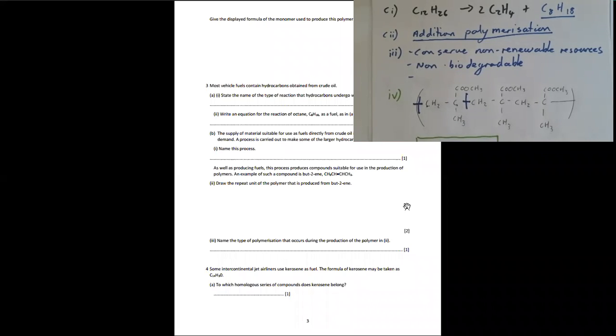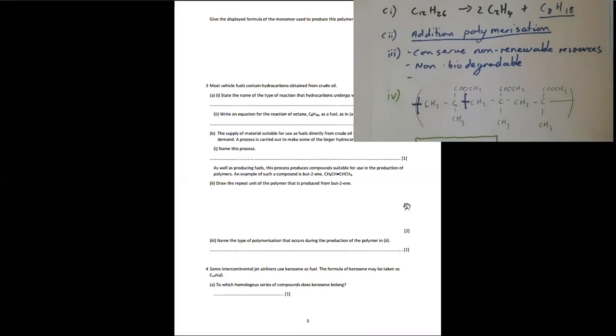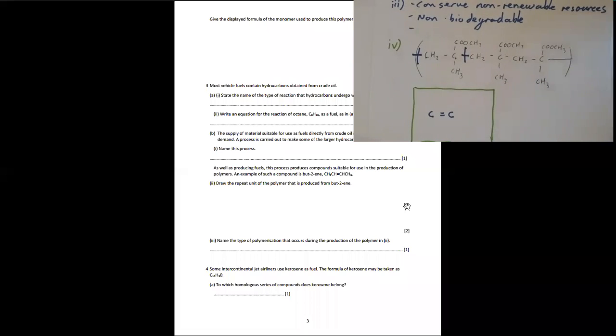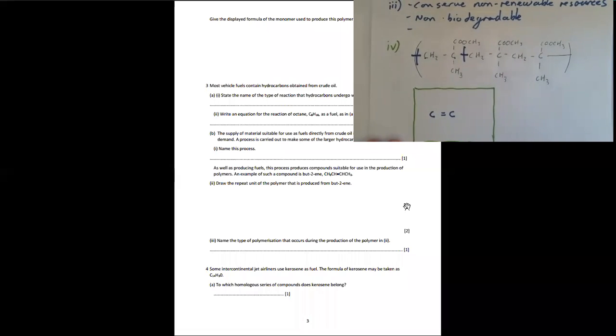I want a full displayed formula, so I need to show all the bonds in there. So there's my 2 hydrogens, there's my 2 hydrogens in there. There is a C and H3 in there. Then I have my, how does that look like? So C, yeah. What I did is I took that CH3 and moved it to the end.